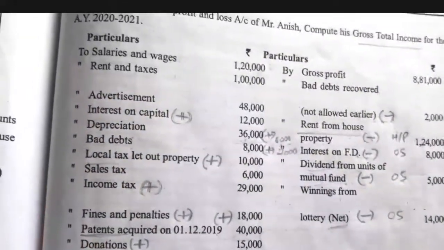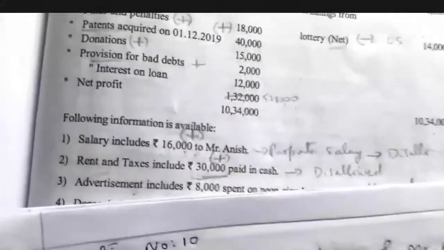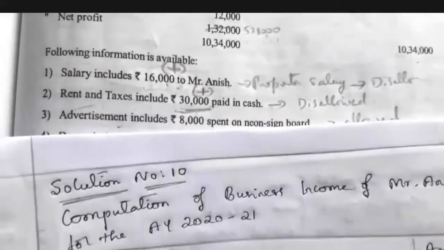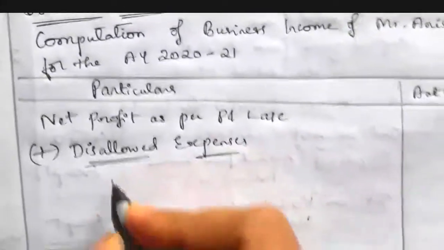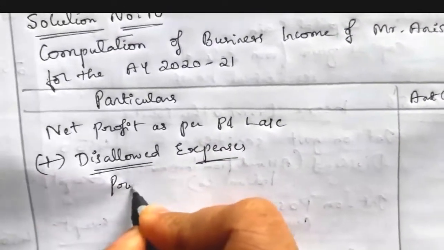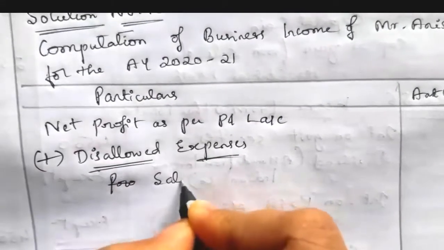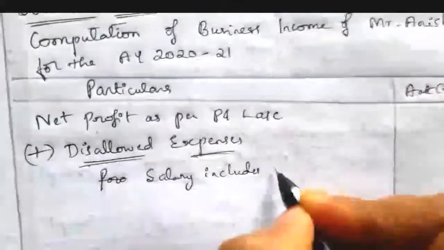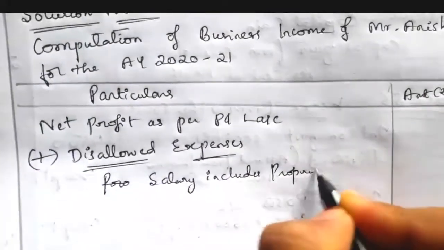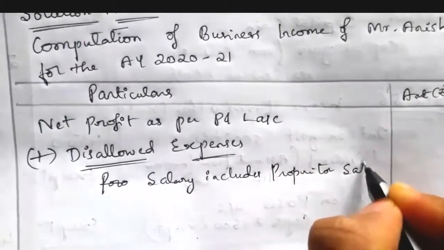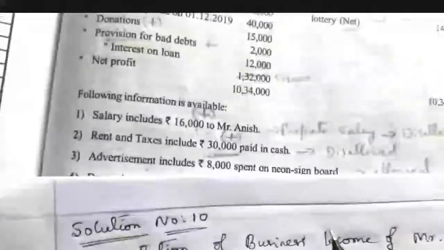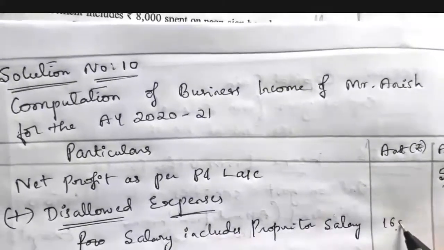The first one is salaries and wages. Relating to salaries and wages, there is an adjustment. Salary includes rupees 16,000 to Mr. Anish, so that is nothing but proprietor salary. So proprietor salary, how much? Rupees 16,000.